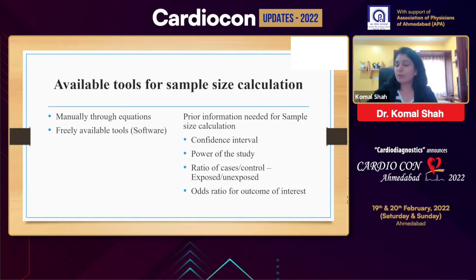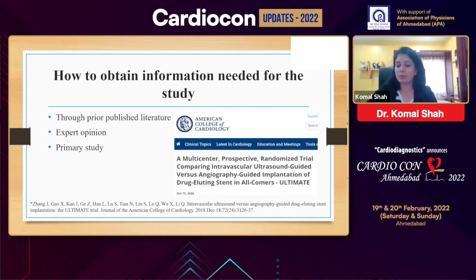Now there will be a question in your mind: how do we obtain this information, the four or five factors that I mentioned in the previous slide? For that, there are various ways. The first and very popular way is to go through the prior published literature and identify what the odds were, how the control people were enrolled, how the cases were enrolled, what their criteria were, and what their findings were. The most common and very popular way is to rely on the prior published literature.